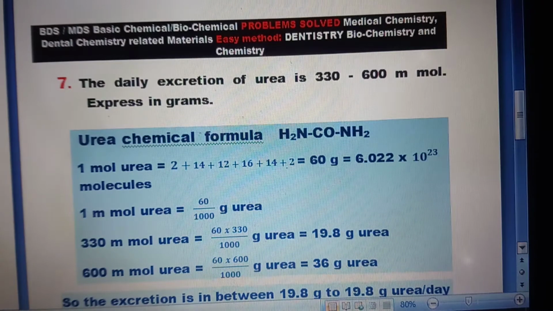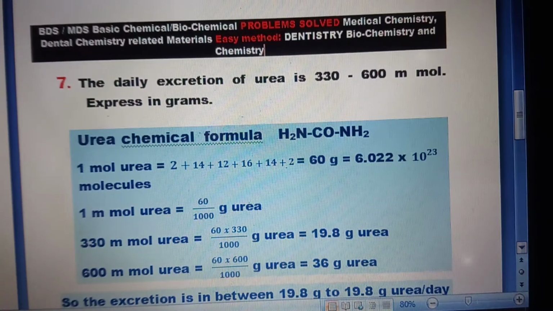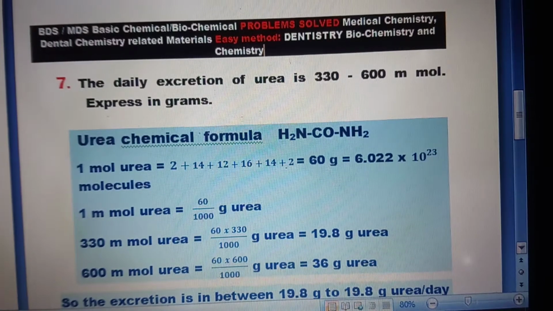Here the seventh question is: the daily excretion of urea is 330 to 600 millimoles of urea per day. If you want to express this amount in grams, how do you deal with this problem? You have been given the number of millimoles and you have to convert it into grams.